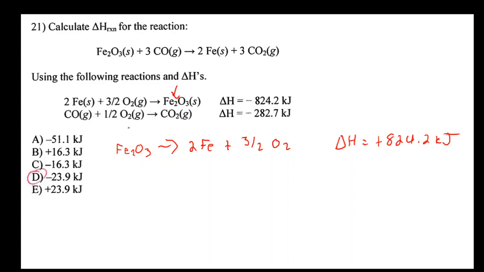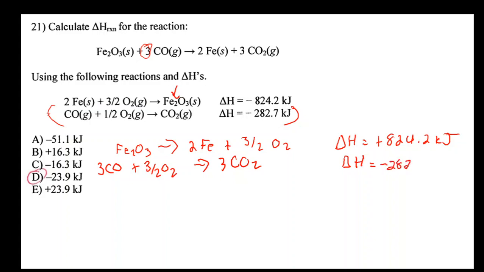Looking at our second one here, there's a CO on the left-hand side, but there is a 3 in the parent reaction, whereas there's only a 1 in front of here. So let's multiply this whole thing by 3. That becomes 3CO plus 1/2 times 3, so 3 halves O2 goes to 3CO2. And our delta H, since we multiplied the whole thing by 3, also gets multiplied by 3.